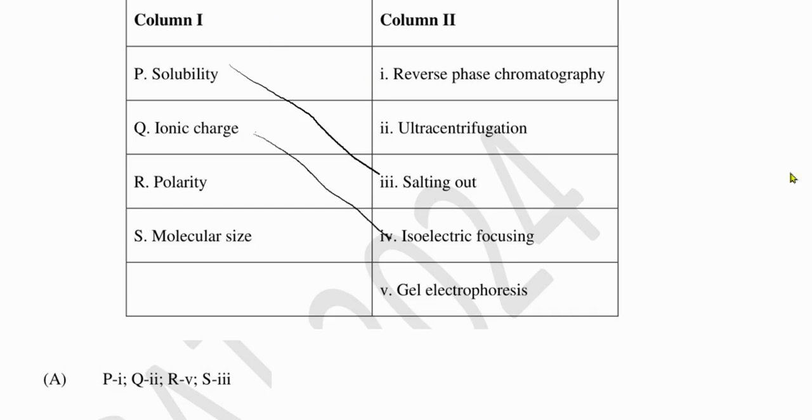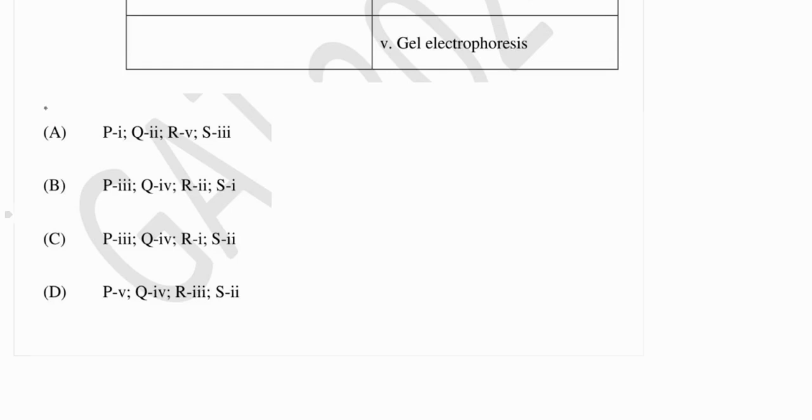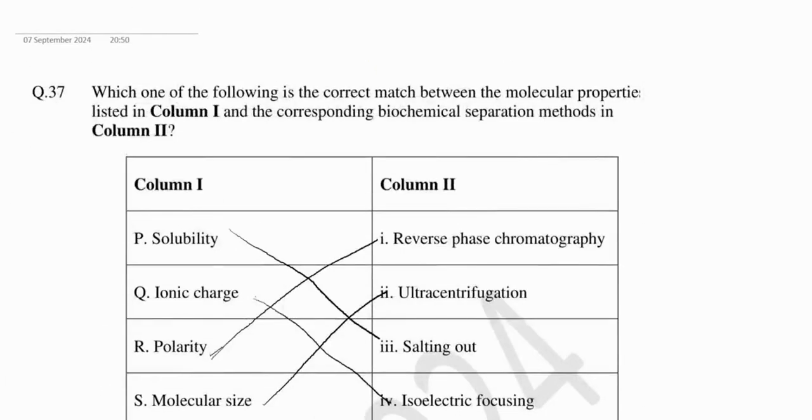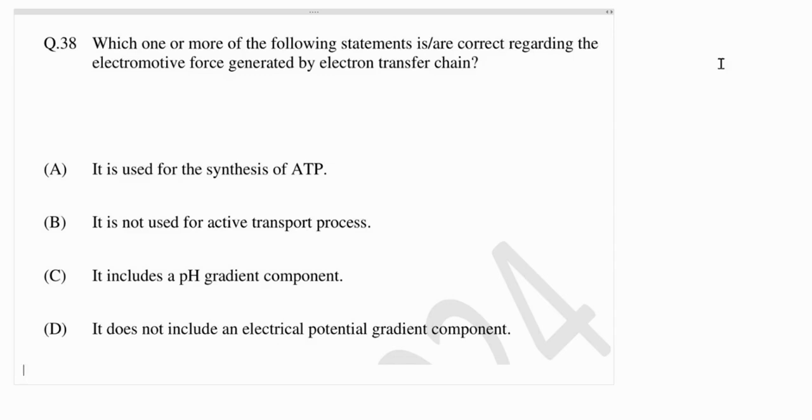And if you look at polarity, of course, it is used in reverse phase chromatography, because chromatography depends on the relative polarity between the stationary phase and the mobile phase. And of course, the molecular size depends on ultracentrifugation. So the correct option now is C. This is a pretty easy question because we would have done a lot of practicals based on this and would have also taken up courses based on various biochemistry techniques. So this should be an easy question to solve.